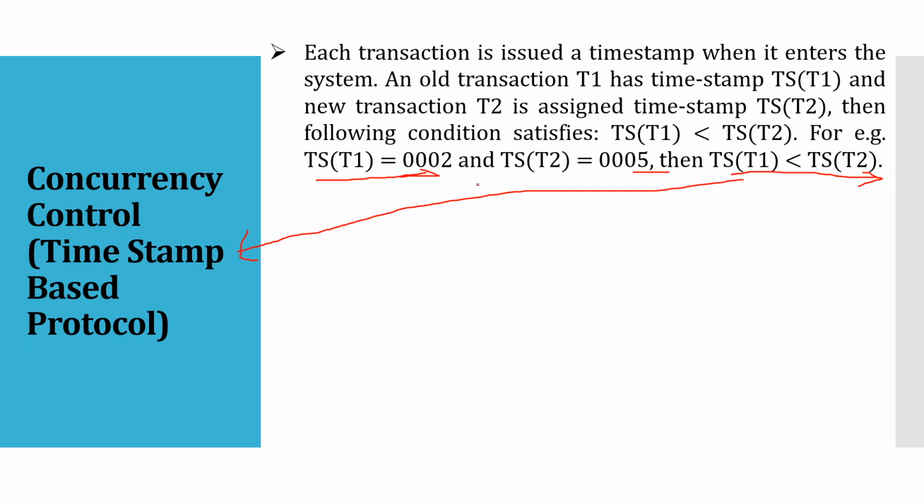So you can say, in short, the old transaction was given a time slot that you can work till 2 p.m. and the new transaction was given a time slot that you start working at 5 p.m.